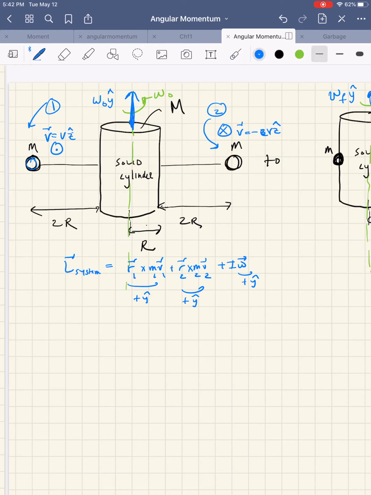And so everything coming out of this is just going to be R1 M1 V y hat plus R2 M2 V y hat, because they're exactly perpendicular. They're going to be a sine of 90 degrees for the cross product. And this will just be I omega y hat. So that's L of the system before.